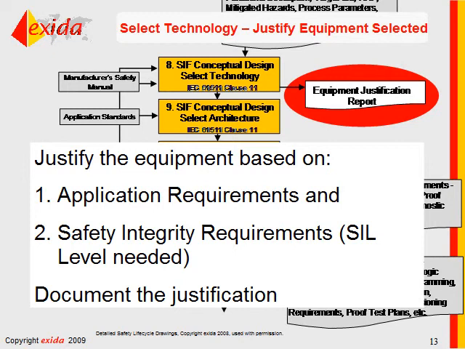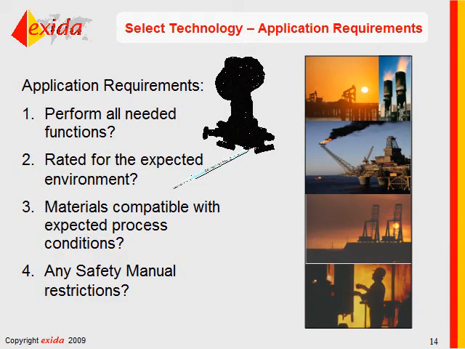Now, there are two things we must always remember: the application requirements and the safety integrity requirements. We need to consider both sets of requirements, and of course we must document the justification. What do I mean when I say application requirements? You must ask yourself, is this particular product capable of performing all the needed functions?